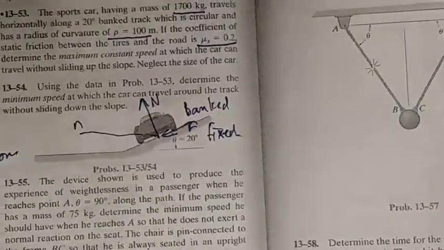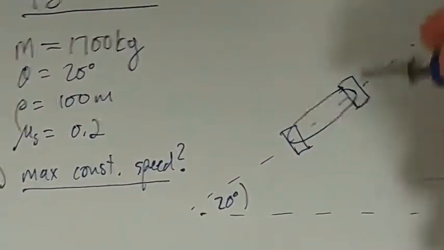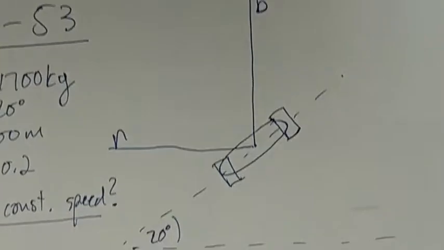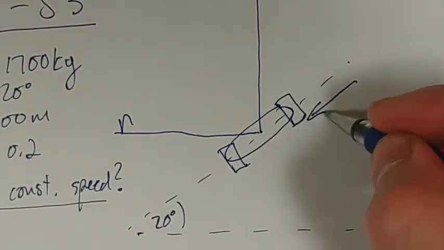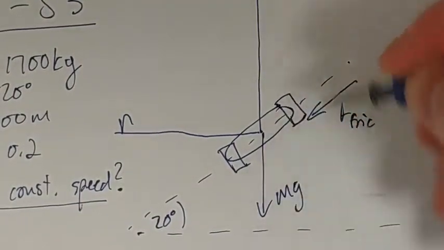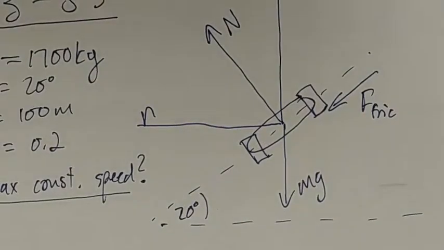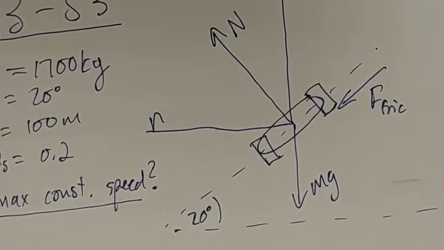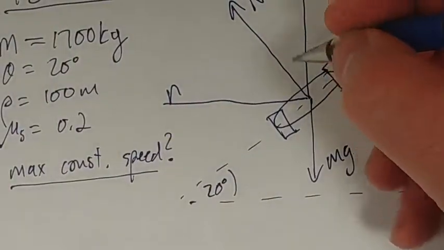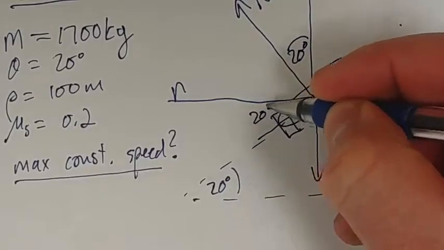So let us have a look here. We'll try to quickly do this. Here's the car. Remember, we choose the normal direction and the binormal direction. And then what are the forces acting on it? We have friction, F friction, and we've got mg, and we've got our normal force. So we have these three forces acting on the car, and we know that that is 20 degrees.